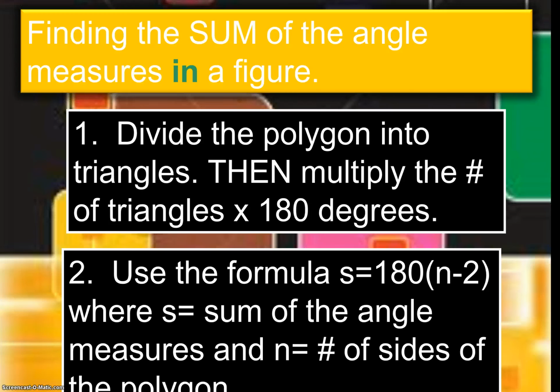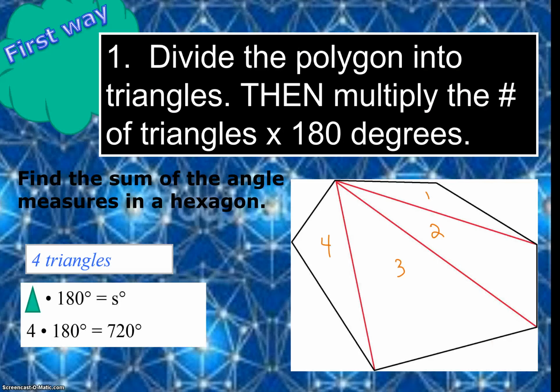Or you can use method 2, which is using the formula S equals 180 times (n minus 2), where S is the sum of all the angles in the interior, that's the inside, and n is the number of sides. I'm going to show you both ways. Please pause and take notes as you need. So this first one, if you're given a shape with a black diagram on the outside, you can start at any one vertex. A vertex is just a point, and you divide it into triangles.